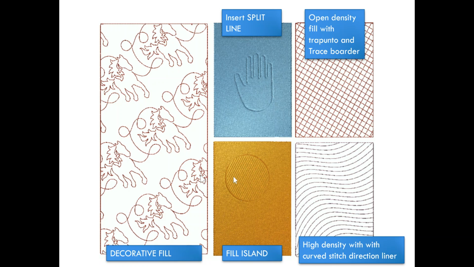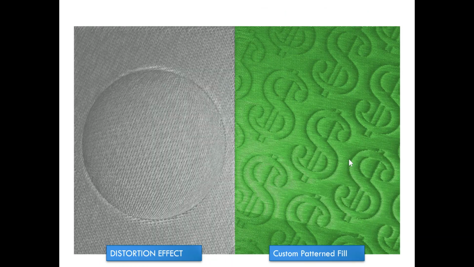You can also do fill islands, which is a built-in feature of the tool. On your fills, you can add curved stitch direction lines instead of straight lines. There's a whole tab under the object properties for effects, and at the bottom of that one you can do distortion effects where you can do radial out, radial in, and there's several different options, and you can use that to help twist the stitches around within your fill to make it look more 3D.